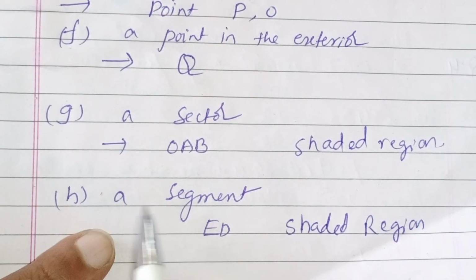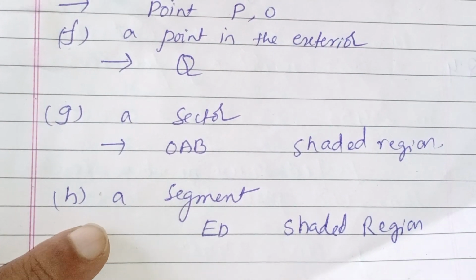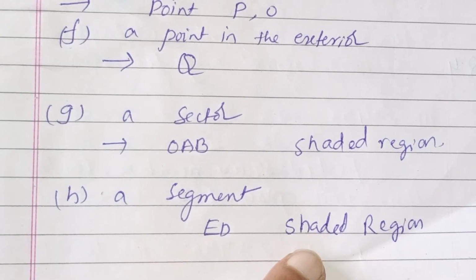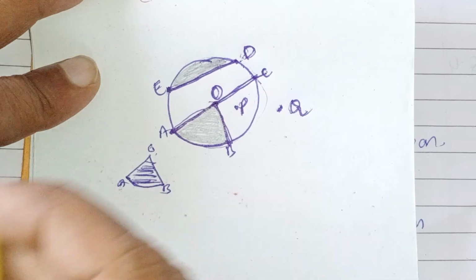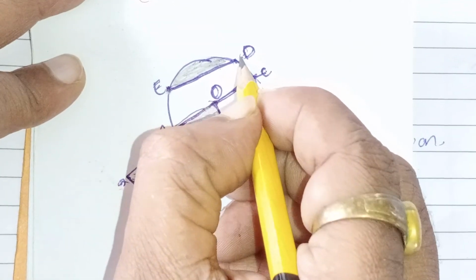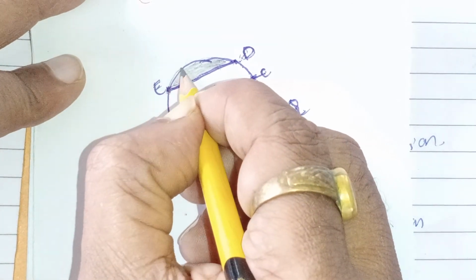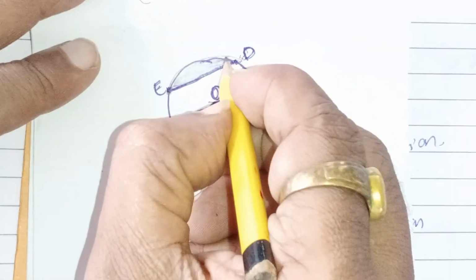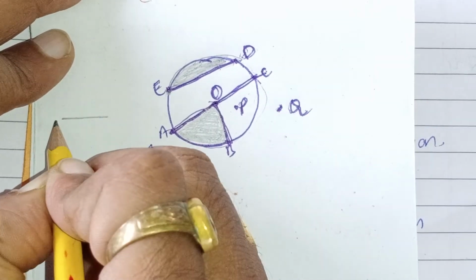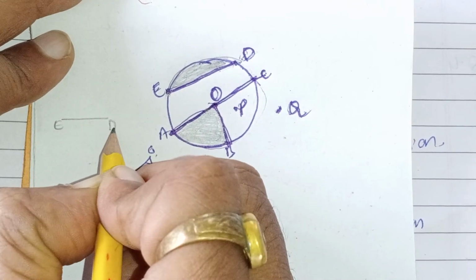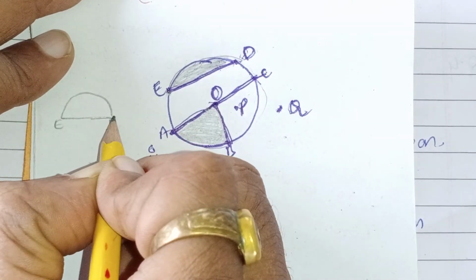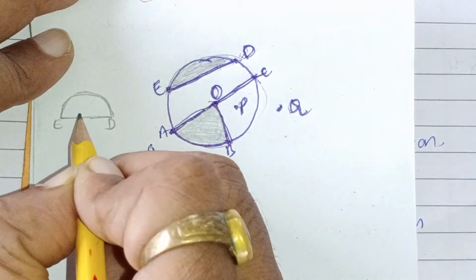Now a segment. We have to identify the segment from the figure. Answer is ED, shaded region. See, this is the figure ED. This is the point E. This is the point D. This is the line segment, and this is the semicircle arc. Okay. So if you want to draw a segment, you need 1 line segment, and this is the arc. So it will form a segment.